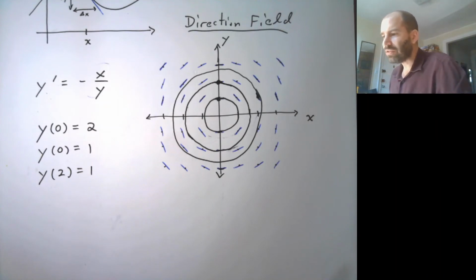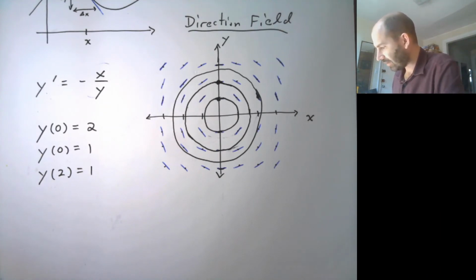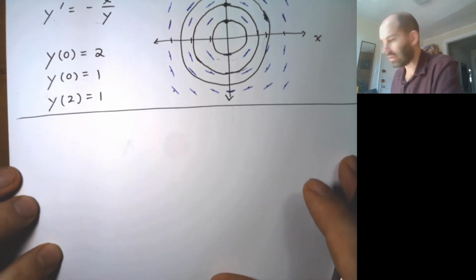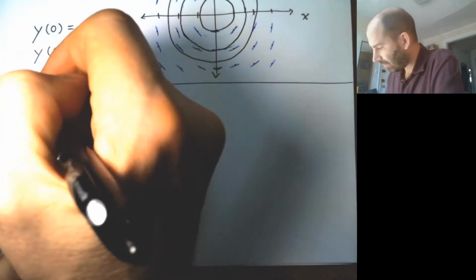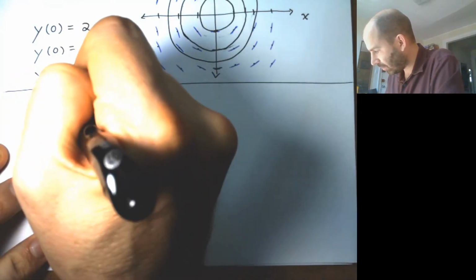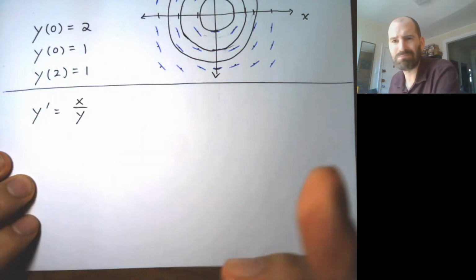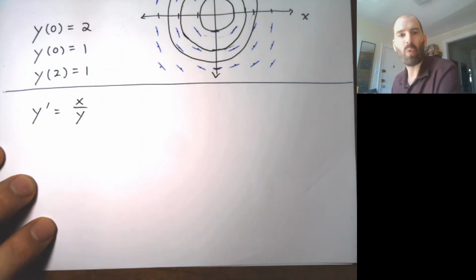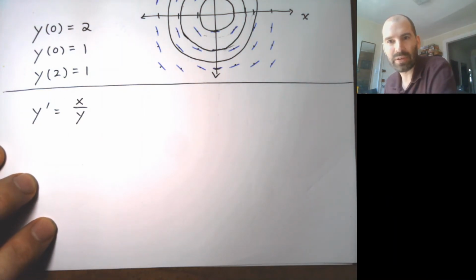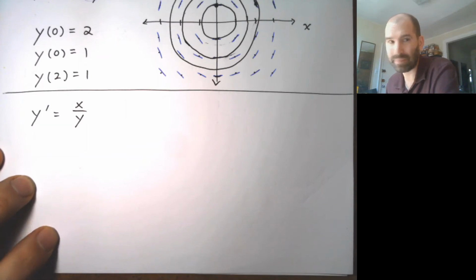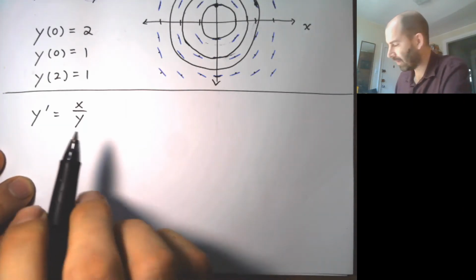Okay, so let's do this again. Let's take a look at a different differential equation, just slightly different, and let's see what happens. I'm going to look at y prime equals x over y. So I'm just going to take the negative sign off. That's all I'm doing, taking the negative sign off. What do you think that's going to do to this direction field? How is it going to change? Is it going to make the curves a lot different or just a little different? Maybe the same? So think about that.